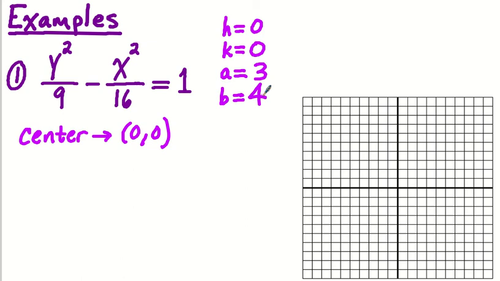Now, what could I ask you about, I guess? I could ask you about the center. What I also might ask you about is the coordinates of the two vertices, okay? Well, since A is 3, and this hyperbola is going to be opening up and down, it's going to be 3 spaces above the center, but also 3 spaces below the center.